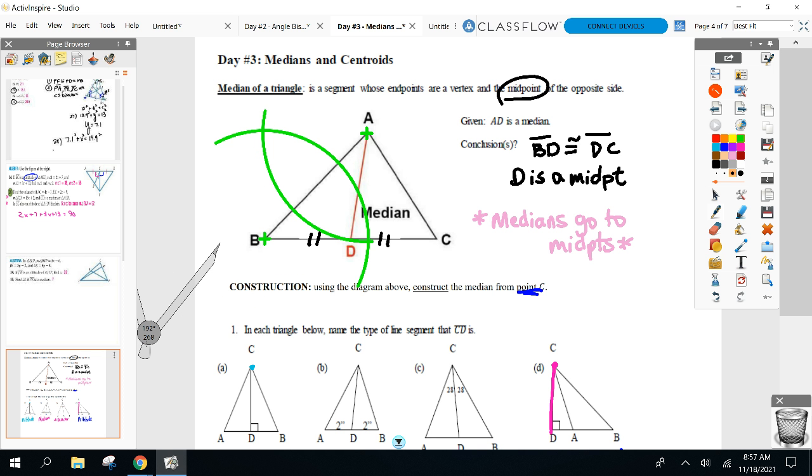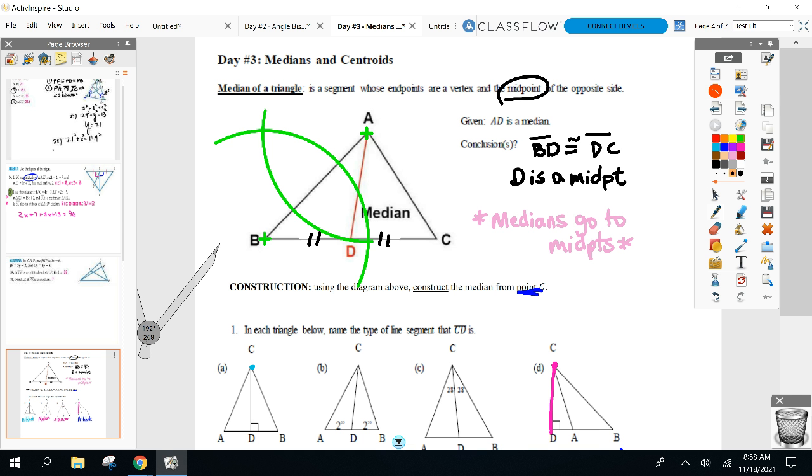Now, ready? Here's the difference. This is how I know we're on top of our game. When I draw my line in, is that a median? No. What is it? If I just lined up my straight edge right now and drew the line through both points of intersection, that's not a median. It would be a perpendicular bisector if you just drew that line in.